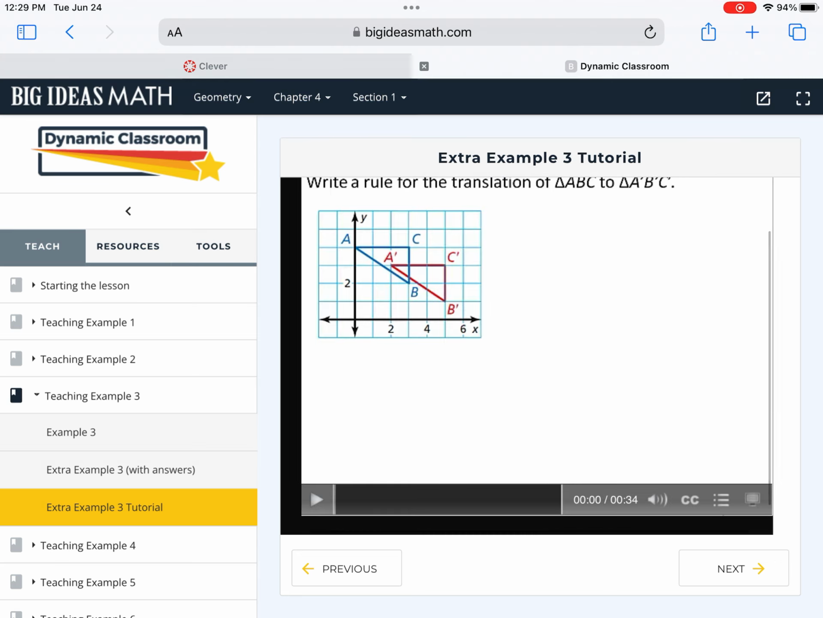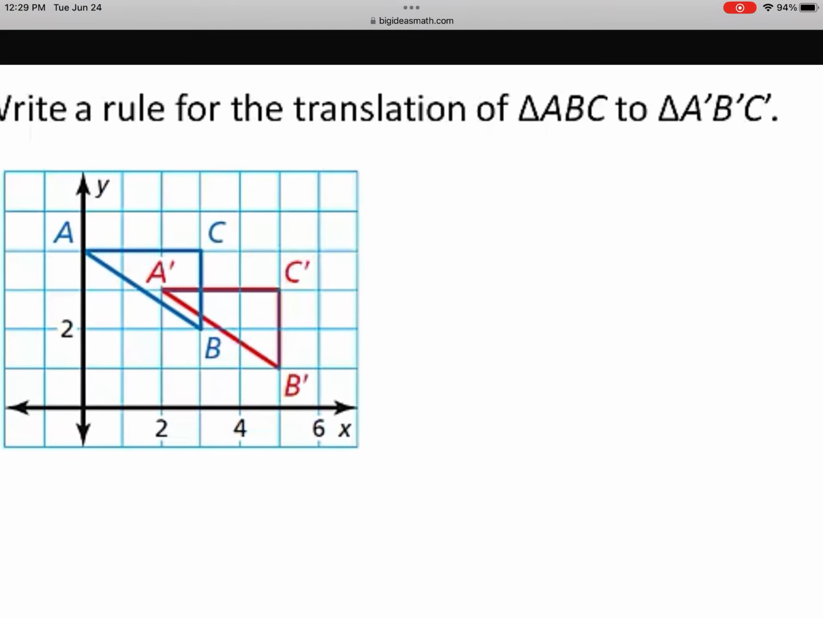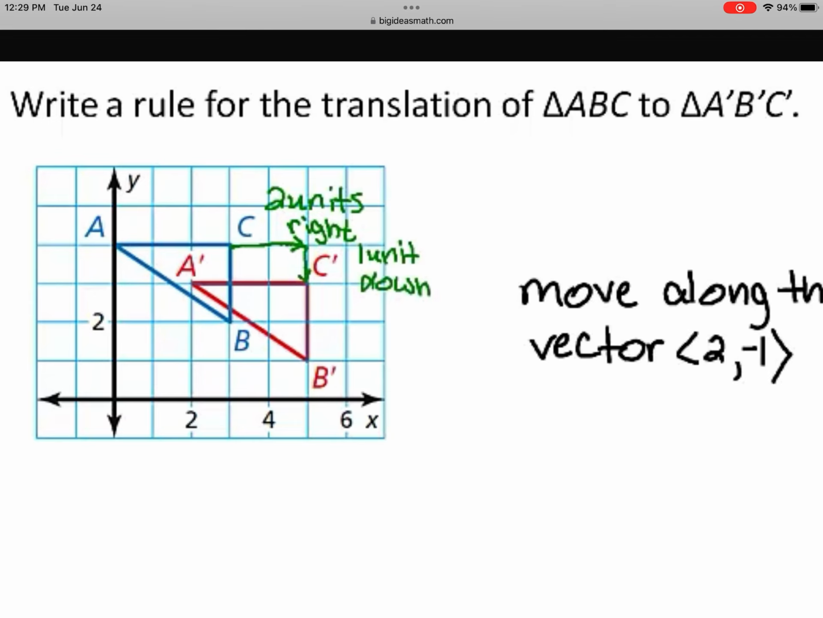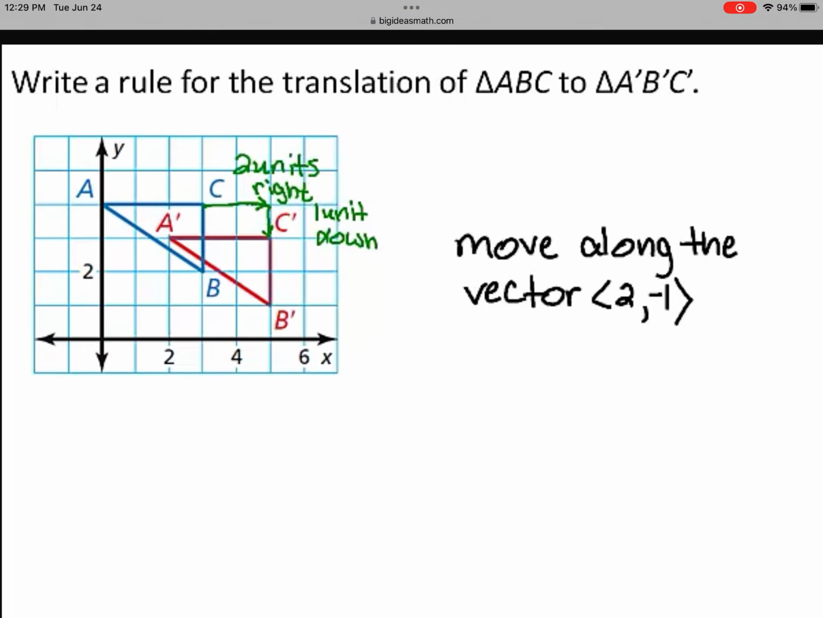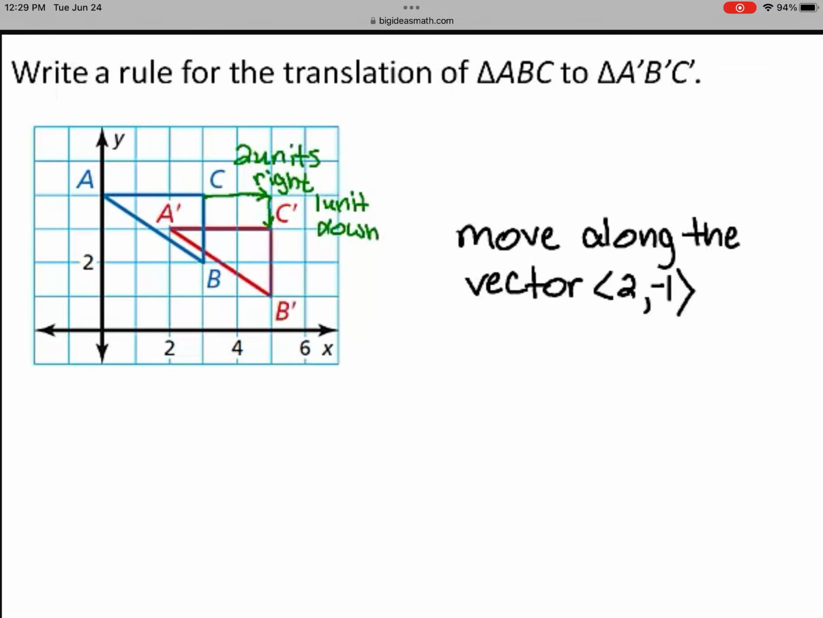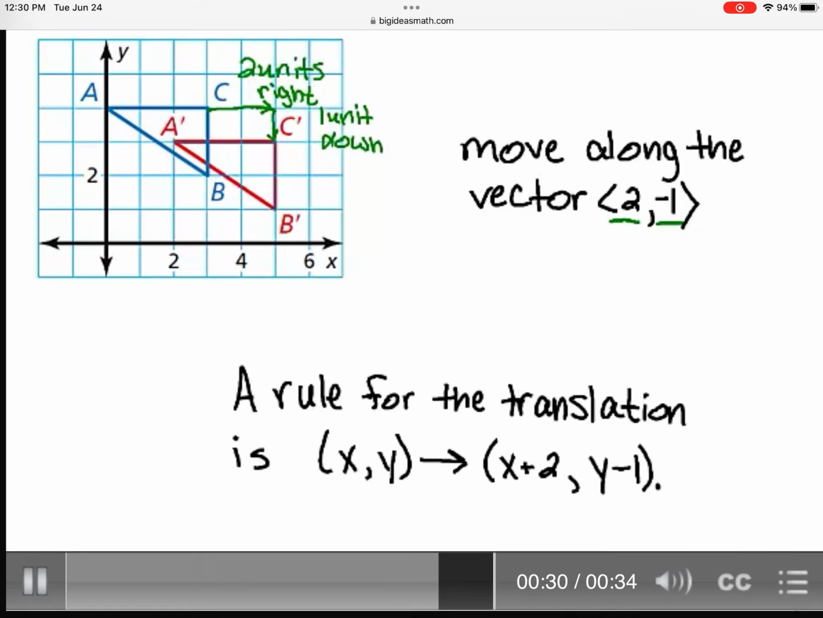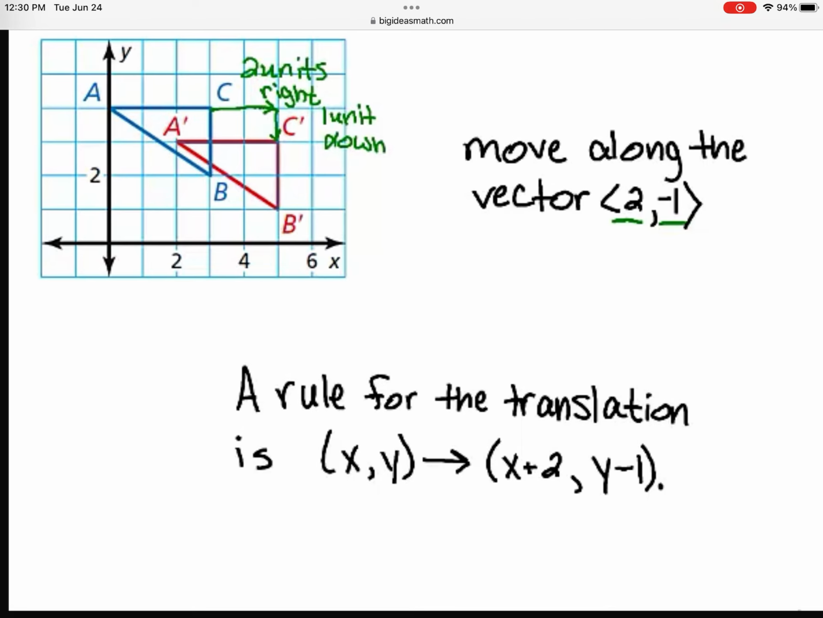right for the translation of triangle ABC to triangle A'B'C'. To go from C to C', you move 2 units right and 1 unit down. So you move along the vector <2, -1>. To find a rule for the translation of triangle ABC to triangle A'B'C', add 2 to the x-coordinate and subtract 1 from the y-coordinate. So a rule for the translation is the point (x, y) maps to the point (x + 2, y - 1).